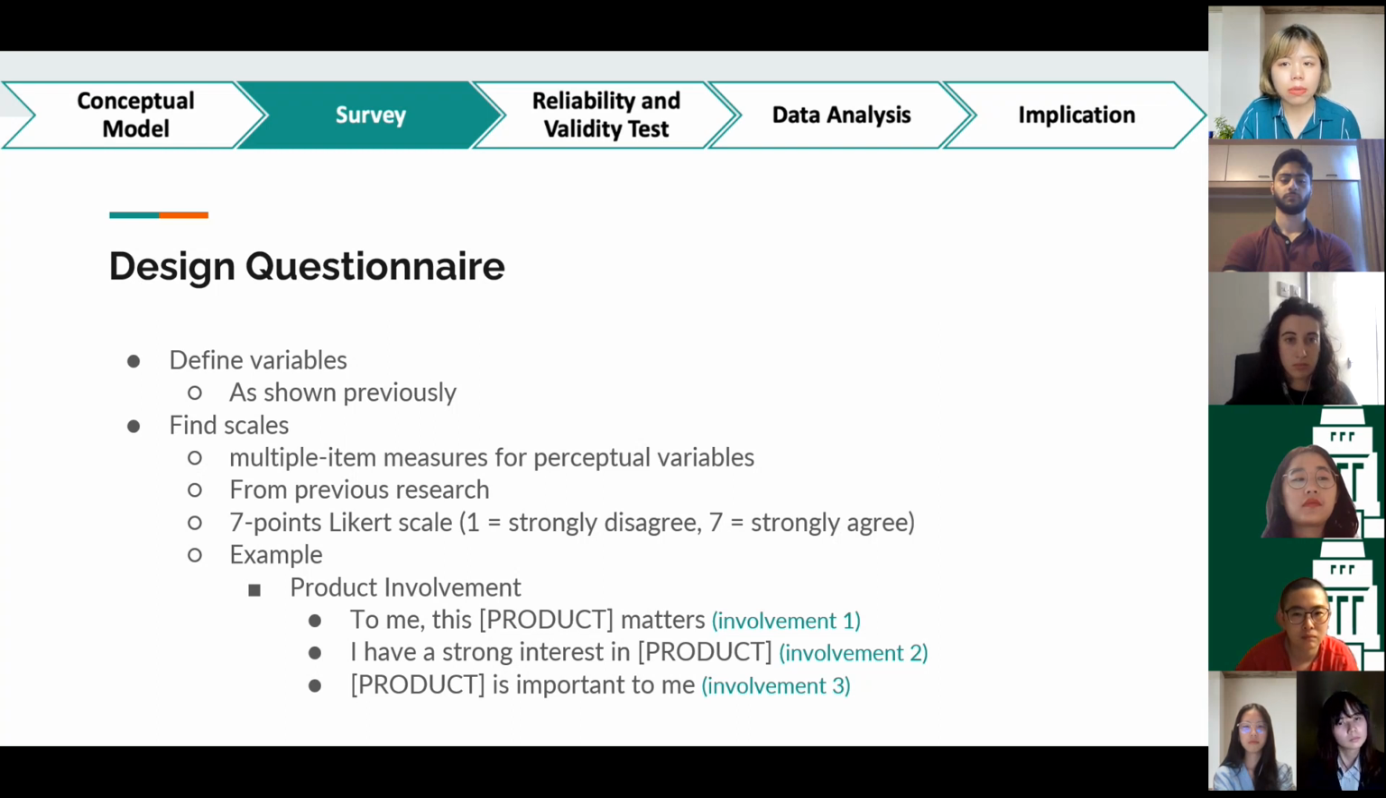For example, taking product involvement, there will be 3 items under this variable, and you can see them on the slide. And the customer will be answering each question by selecting from 1 to 7 the number they think fits. And next, once we have completed the questionnaire design, we'll conduct a survey on the customers who shopped at the store of the chain. Next slide, please.